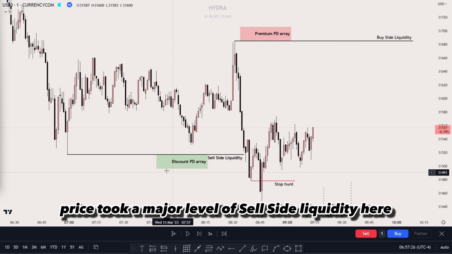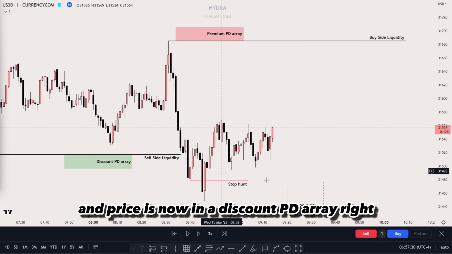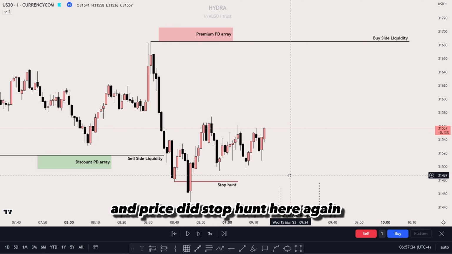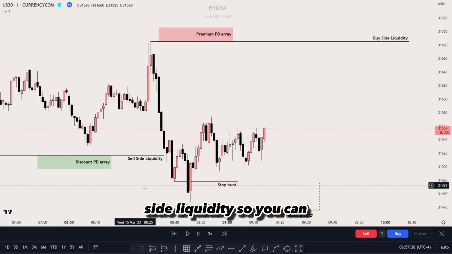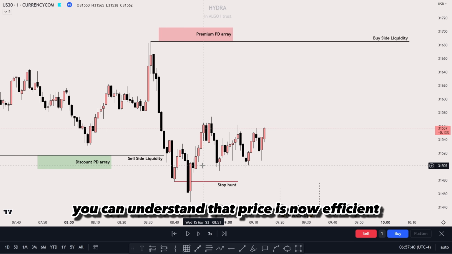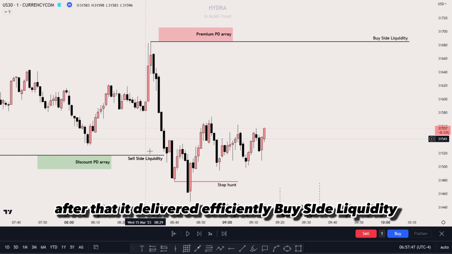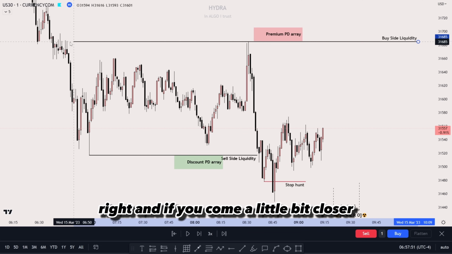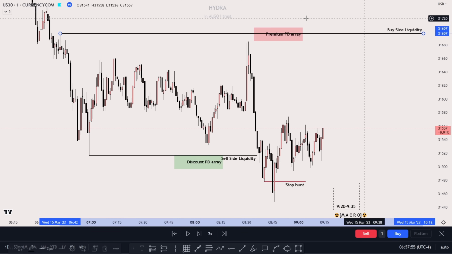Price took a major level of sell side liquidity here, and price is now in a discount PD array, right? And price did a stop hunt here again after taking out this major level of sell side liquidity. So you can understand that price is now efficient towards the sell side. After that, it delivered efficiently to buy side liquidity, right? And if you come a little bit closer, we do have relatively equal highs above us, right?